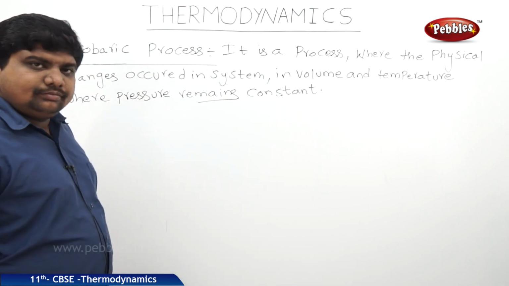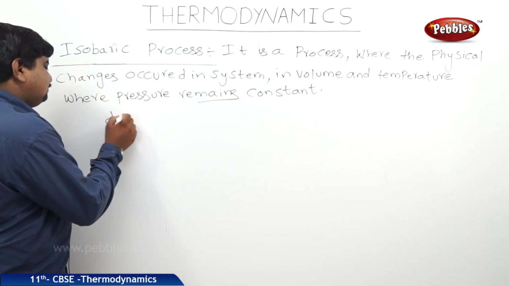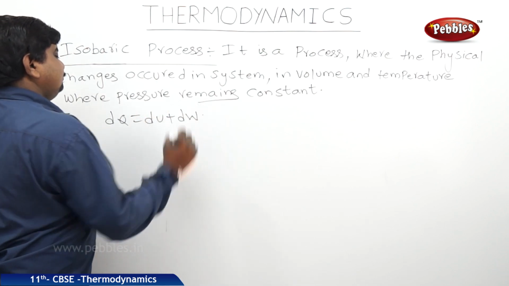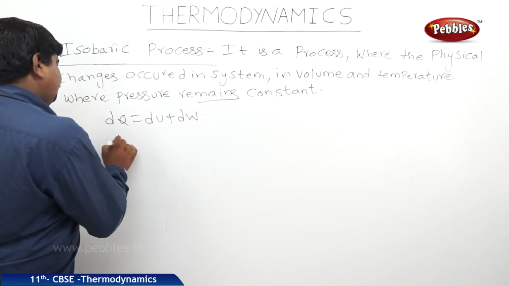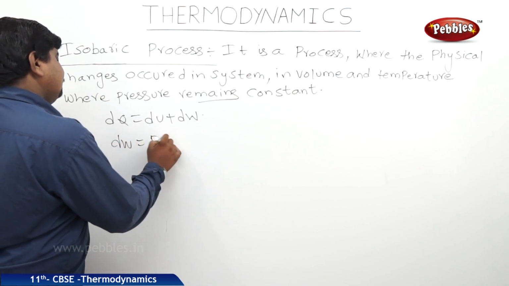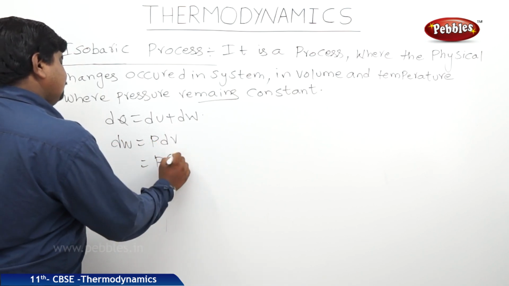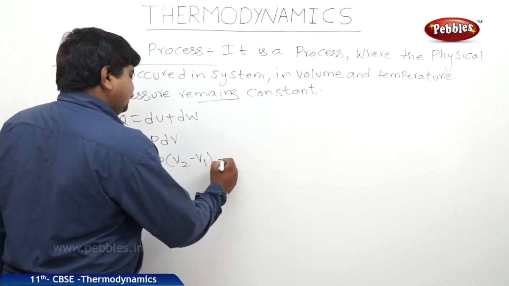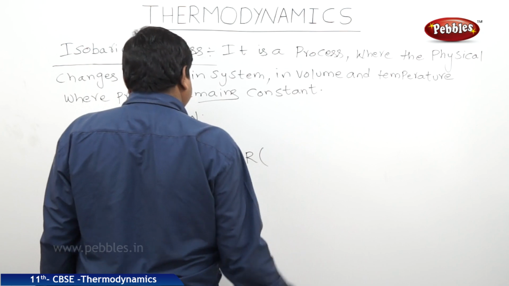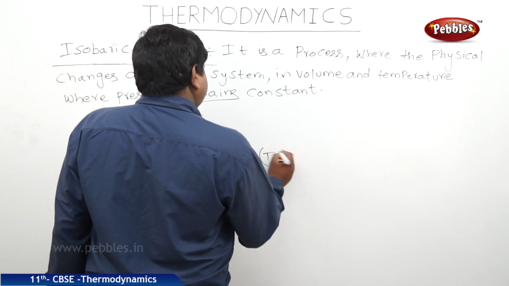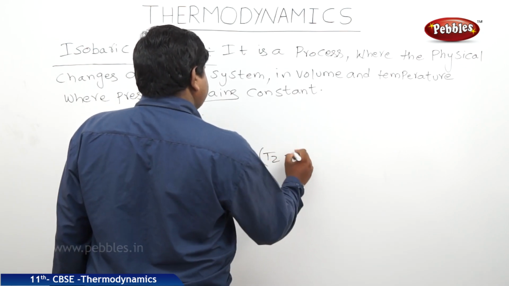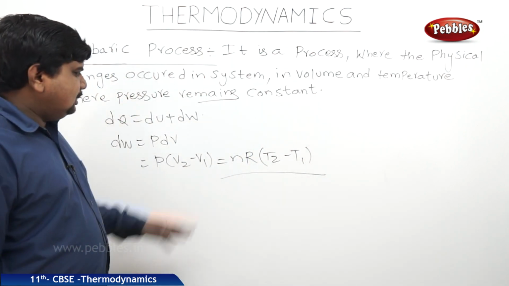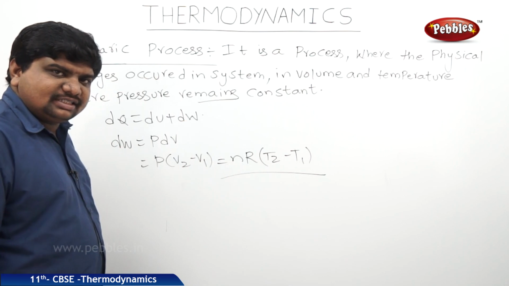Suppose, what is the first law of thermodynamics? dq is equal to du plus dw. Where dw is equal to pdv, therefore it is p into v2 minus v1. This p into v2 minus v1 is also called nR into t2 minus t1, because pv is equal to nRT. So the work done is nR into t2 minus t1.